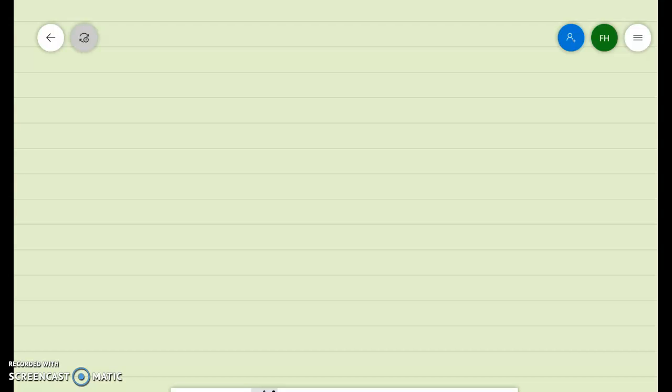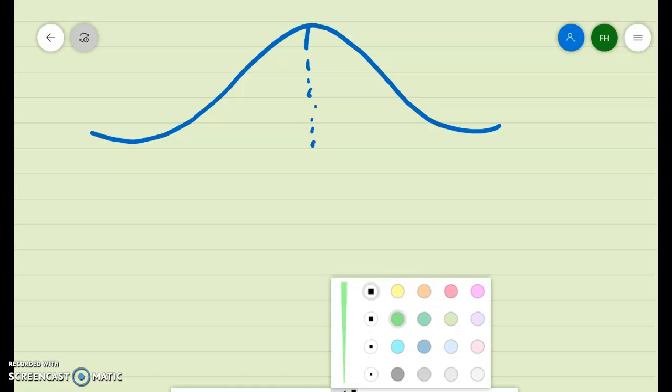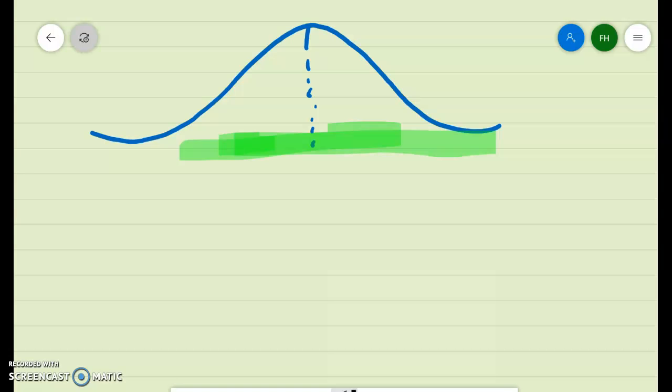Okay, this video is on finding the probability, and before we start, I wanted to go over that the probability of this entire curve, remember, probability always adds up to 1. So everything under this curve is 1. That's an important concept to understand before you start working probability. Now let's look at the problem.